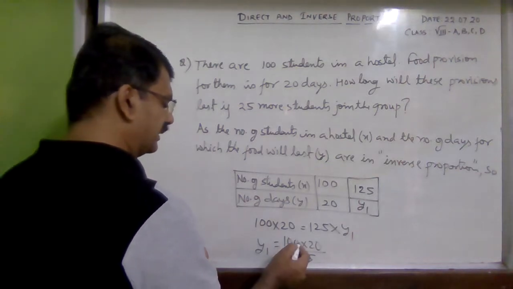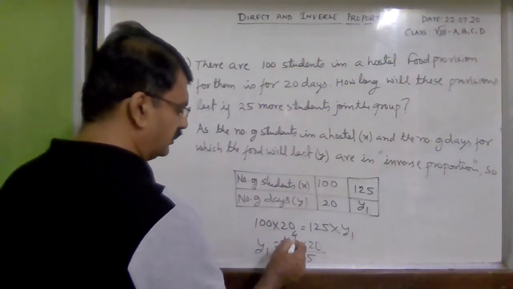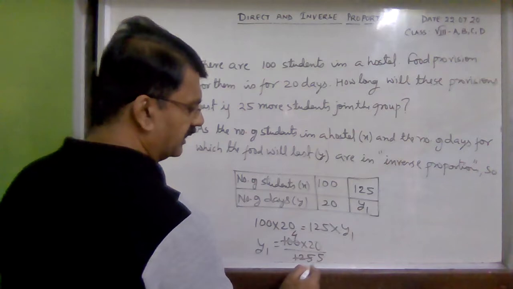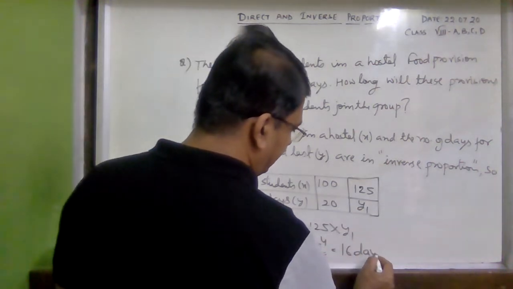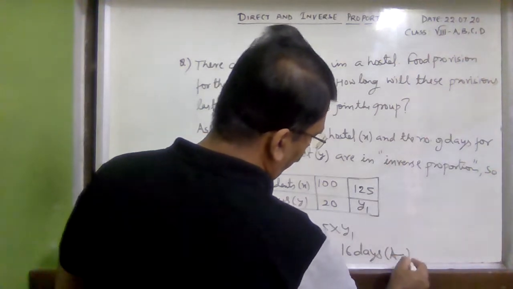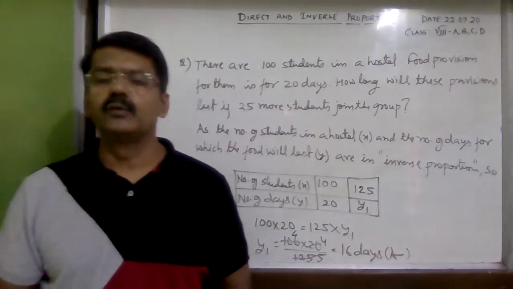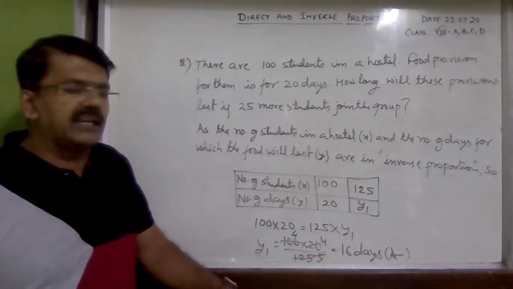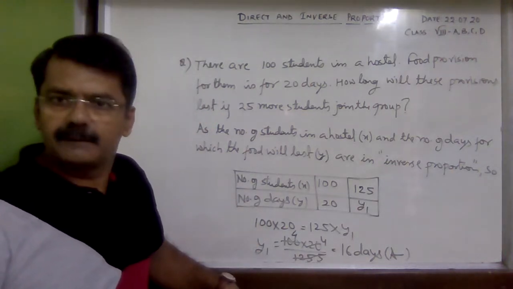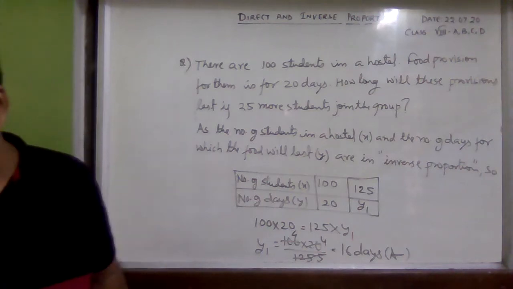So you cancel it by 25. 25 4s are 100, 25 5s are 125. And 5 4s are 20, 4 4s are 16. So the answer is 16 days. Okay. So when more students are there, the food will last only for 16 days instead of 20 days. It will last for 16 days. Clear? Now the next question.